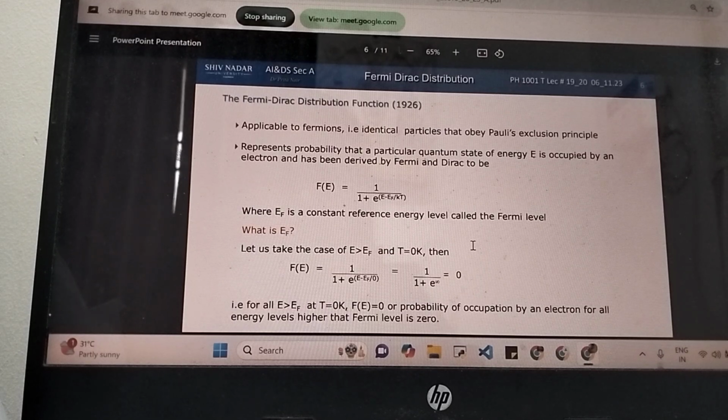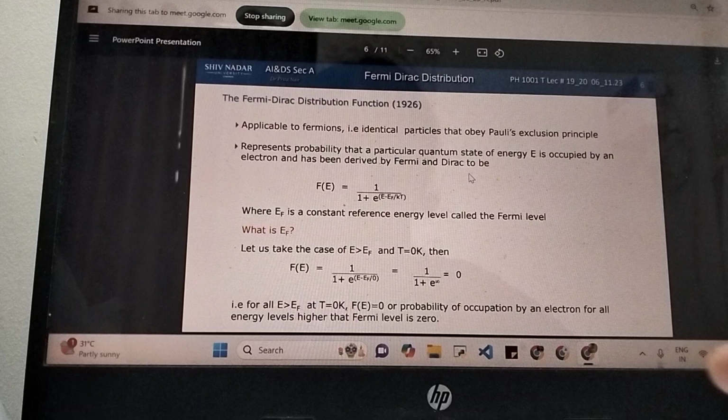So first of all, the Fermi-Dirac distribution function is applicable to fermions, meaning particles which obey Pauli's exclusion principle. Now, what is the Pauli exclusion principle? There is a more technical definition which you might have come across in your 11th standard chemistry or elsewhere. But for the purposes of this course, I'll give you a very simple definition. Only two electrons can exist in an orbital, which is a particular energy level in a particular orientation. Only two electrons can exist and they have opposite spin. That is the Pauli exclusion principle. Now, for all particles which obey this principle, this Fermi-Dirac function holds true.